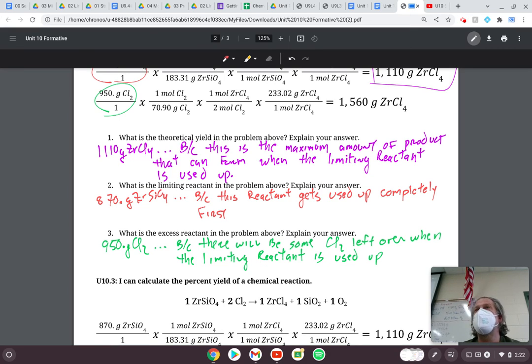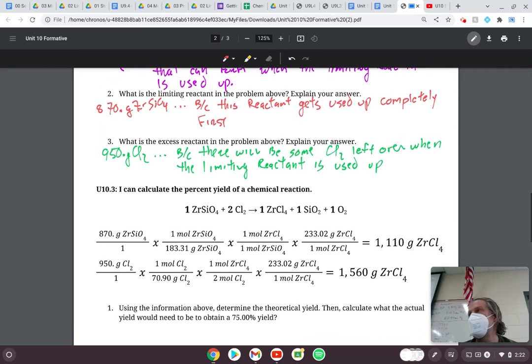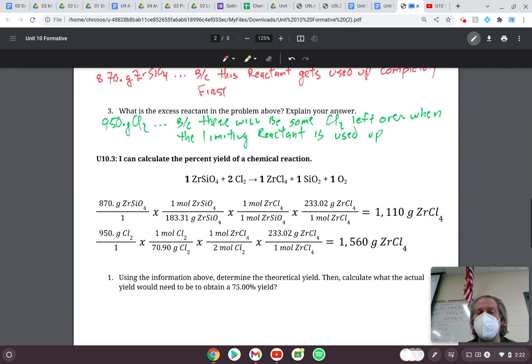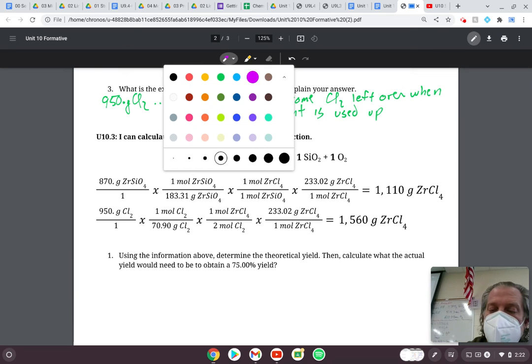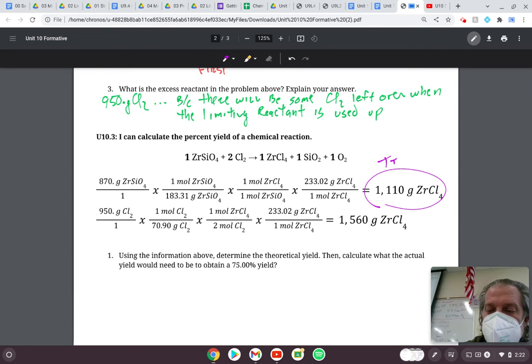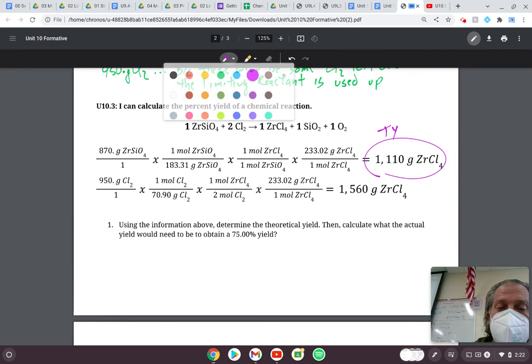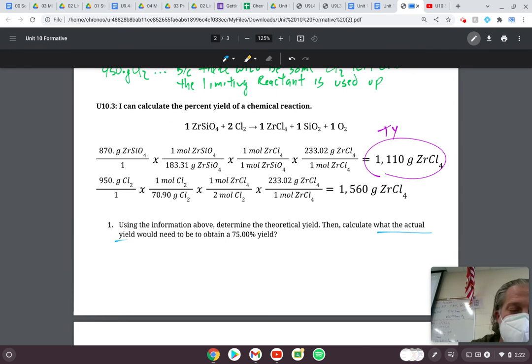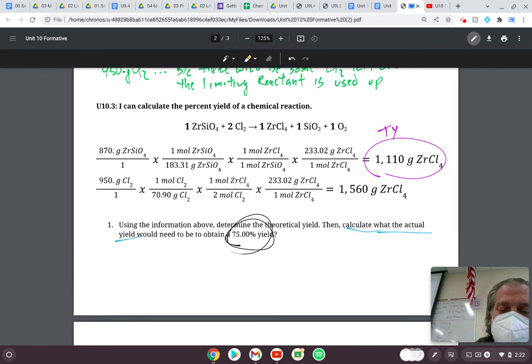Lastly, I'm asking you to calculate the percent yield. Oh, look at this. It's a very similar problem. We've seen this problem a bunch of times already. Okay, so here we go. We have our theoretical yield right here, which is important because we're going to use it in our calculation. So this question says determine the theoretical yield. Done. Check. Got it. Then calculate the actual yield. So we're calculating the actual yield in this problem to obtain a 75% yield.